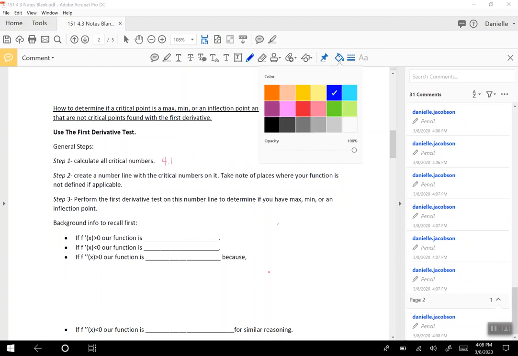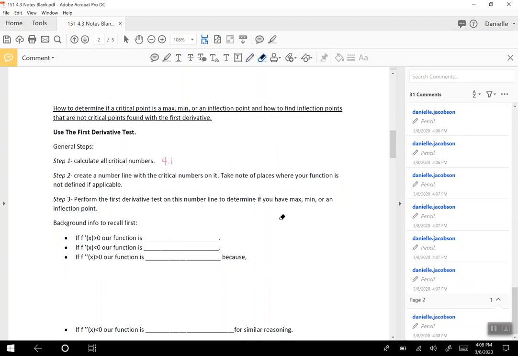Right, after you do that, you create a number line and put those critical numbers on it that you found. And then you're going to also put anywhere where the function is undefined on that number line. And you'll see why we do this and what I mean when you see a computational example. Right, after that, you're going to perform what we call the first derivative test on the number line to figure out if you have a max, min, or an inflection point wherever you found those critical points.